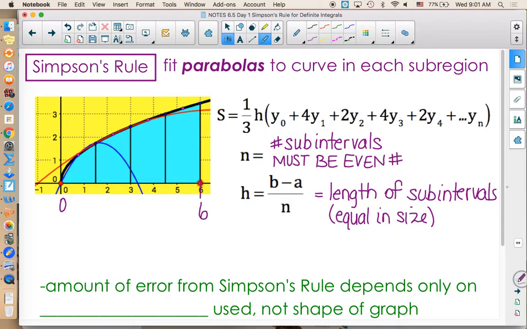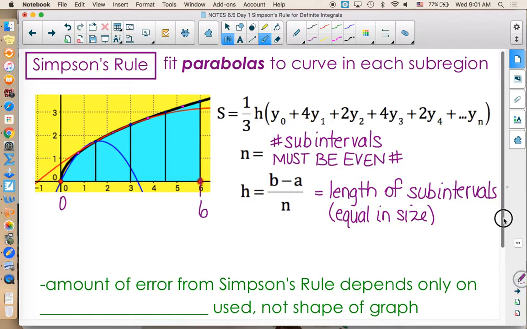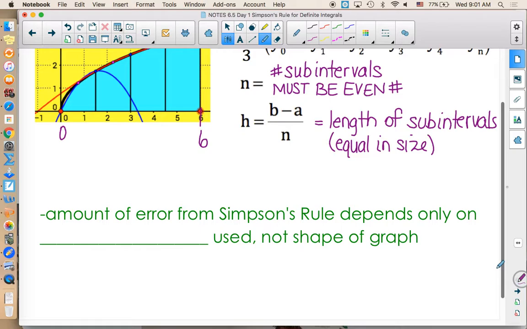So the amount of error for Simpson's rule then, using parabolas, doesn't depend on the shape of the graph. So the shape of the graph can have curves, and we can fit curves to curves much better than we can fit straight things. So the amount of error that Simpson's rule comes up with between it and the exact value of the integral depends only on the size of the subintervals, or how many that you use.